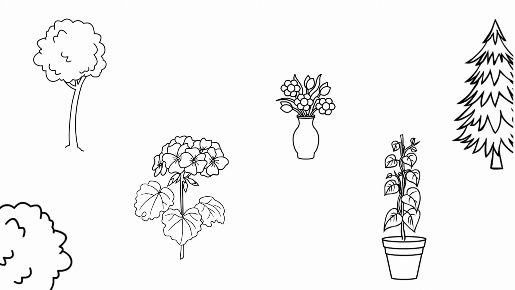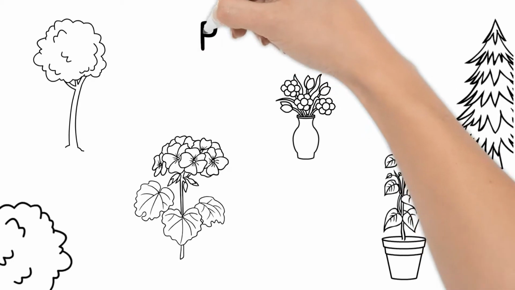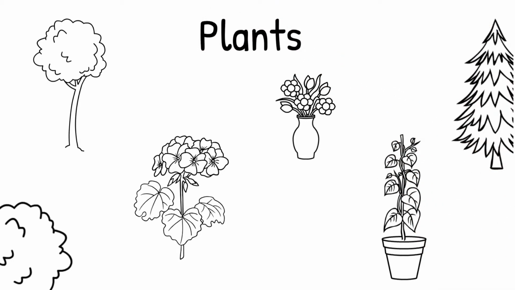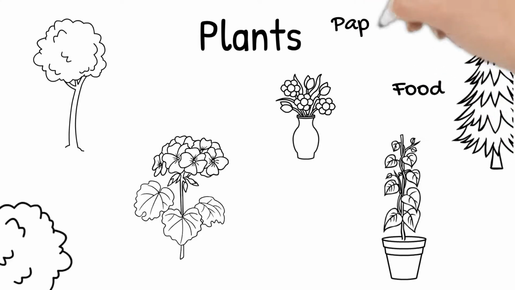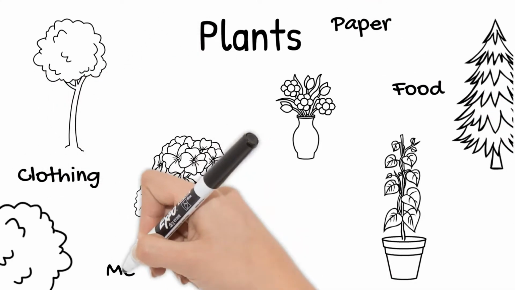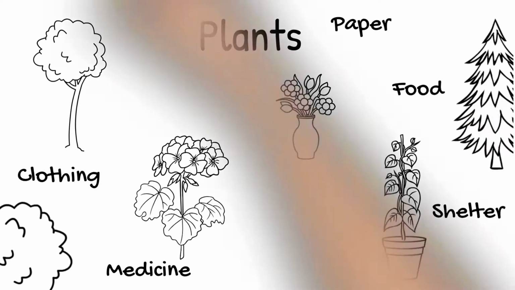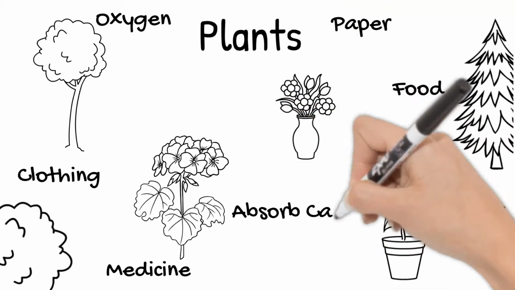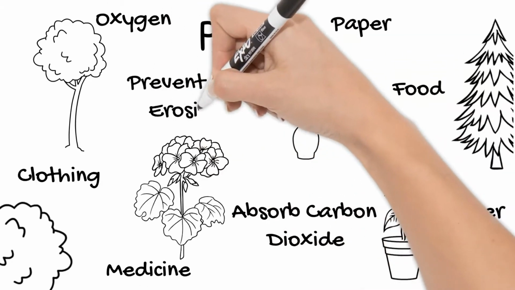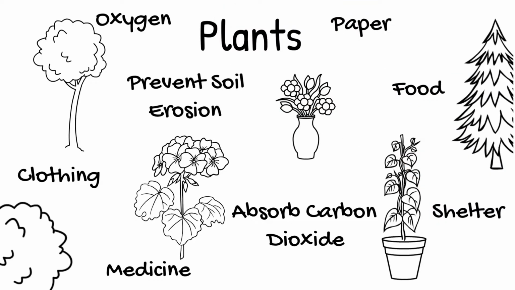There are so many everyday uses for plants. Plants provide food, paper, clothing, medicine, shelter, oxygen, as well as take in carbon dioxide and prevent soil erosion, among many other things. They are very important to our lives.